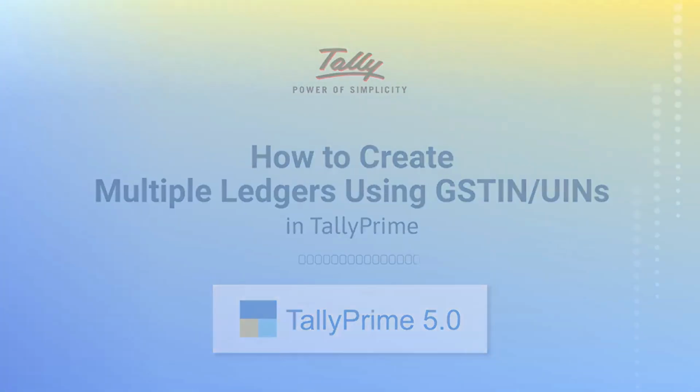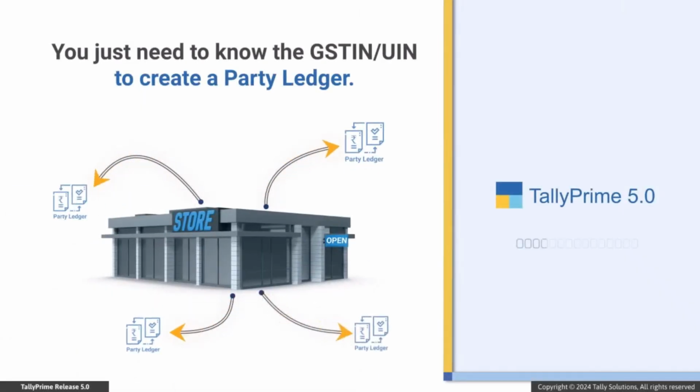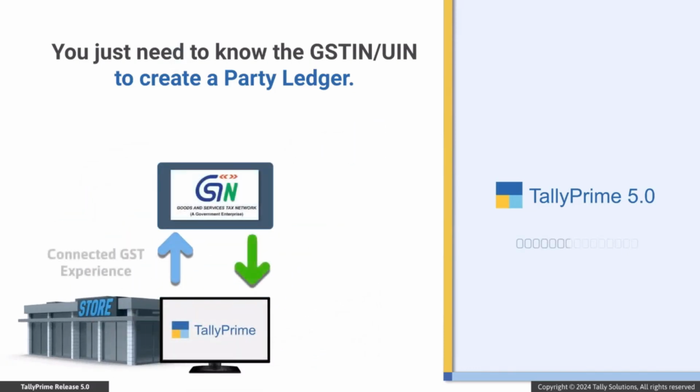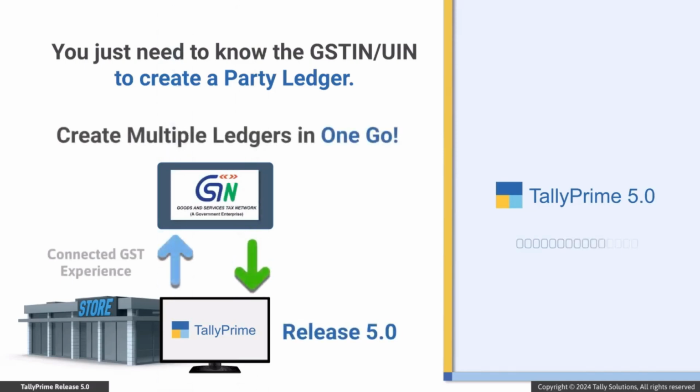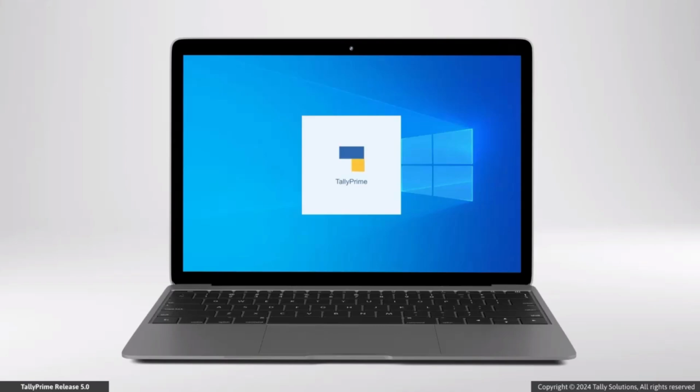In this video, you will learn the process of creating multiple ledgers using GSTIN or UIN in TallyPrime. You must be doing business with a lot of parties. Creating ledgers for all the parties consumes a lot of time. With the connected GST experience introduced in TallyPrime Release 5.0, you can create multiple ledgers in one go. All you need to have is GSTIN or UINs of all the parties. Let's see how to do.